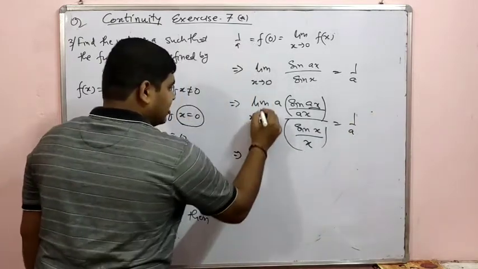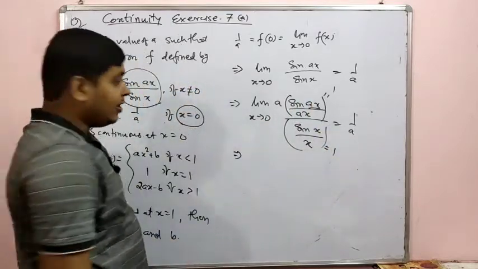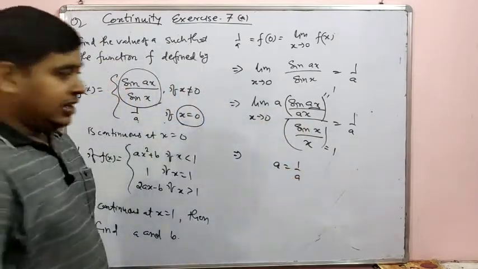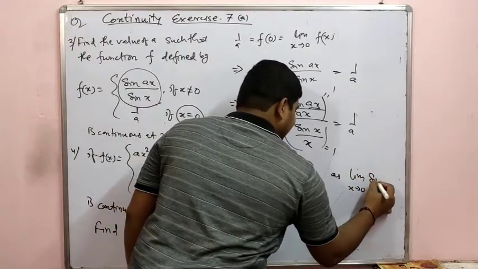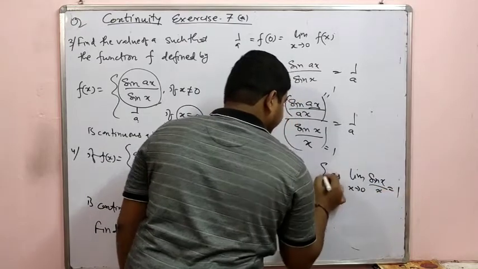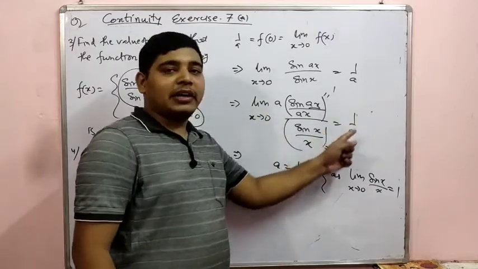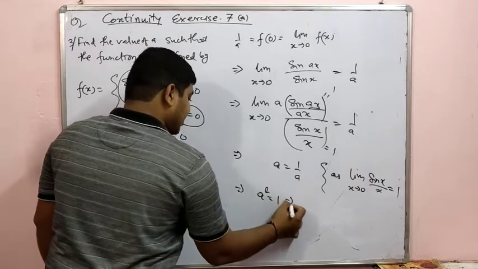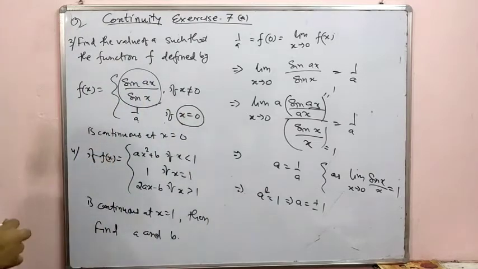Now, this implies limit x tends to 0, this is equal to 1 and this is also equal to 1. So this is equal to a is equal to 1 by a. Limit x tends to 0 sin x by x is equal to 1. So this is 1 and this is 1, and what remains is a is equal to 1 by a. So this implies a square is equal to 1 and this implies a is equal to plus minus 1.